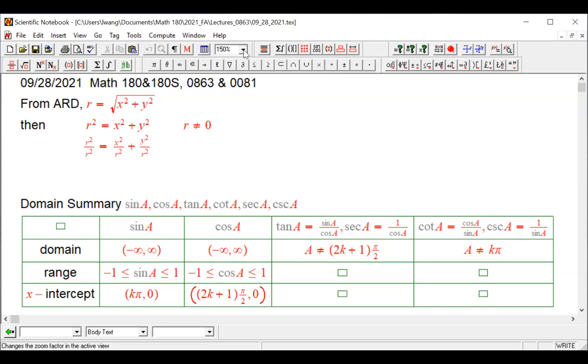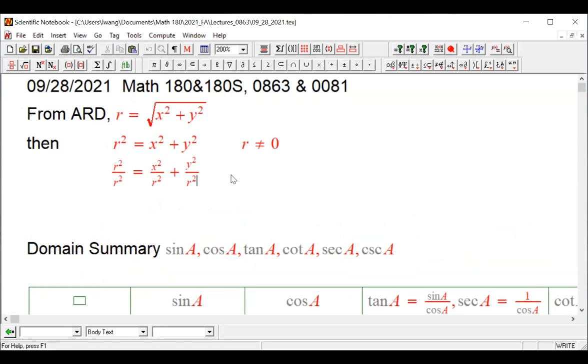Because this is 5 classes in one, you have to get your hands dirty. Otherwise, you won't be able to do 5 classes in one.